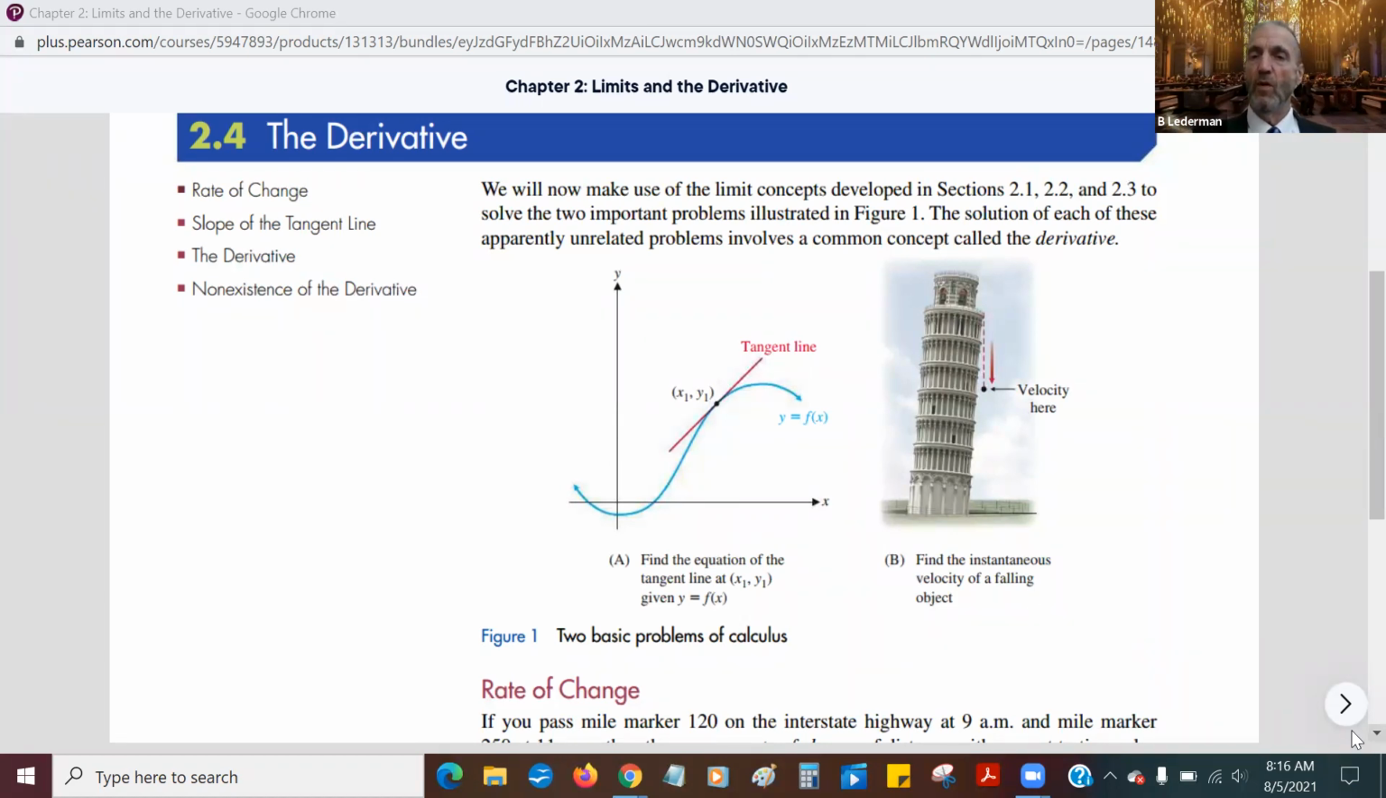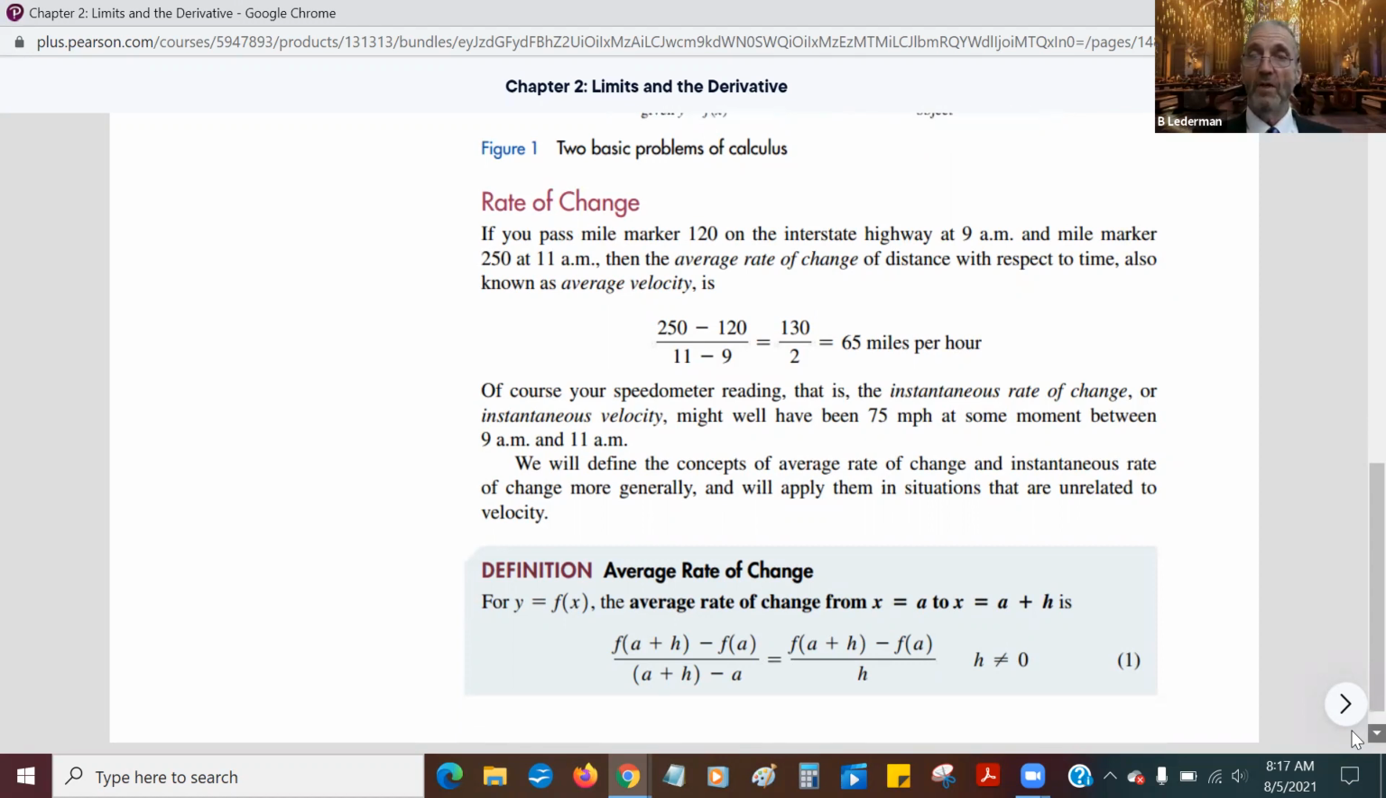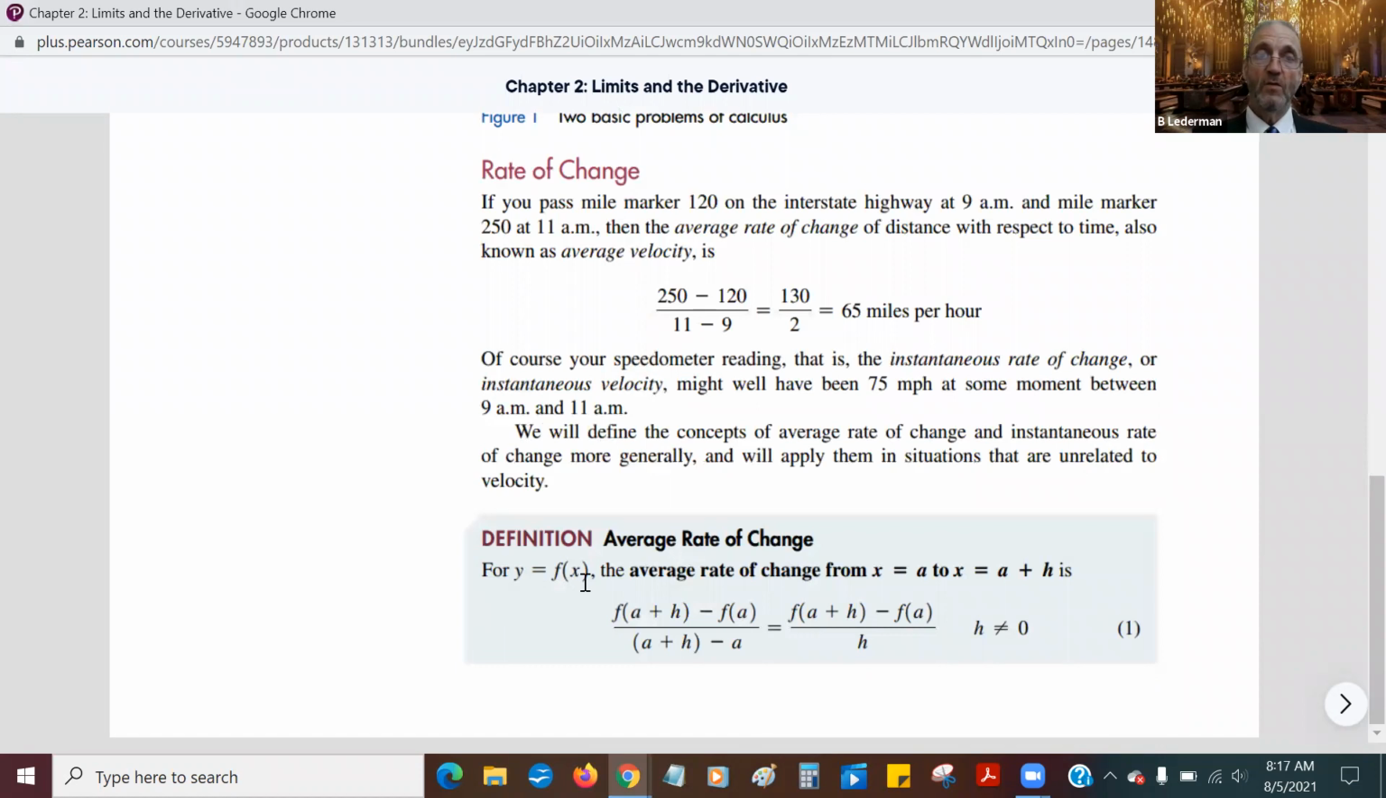Okay, rate of change. Let's take a look down here. Let's look at the definition of the average rate of change. So y is equal to some function, y equals f of x. The average rate of change, now I'm going from x equals a to x equals a plus h. So a is one point, like a could be 5, h could be 2, so I'm going from 5 to 7. I'm going from mile marker 5 to mile marker 7.